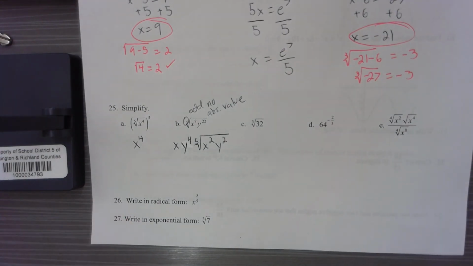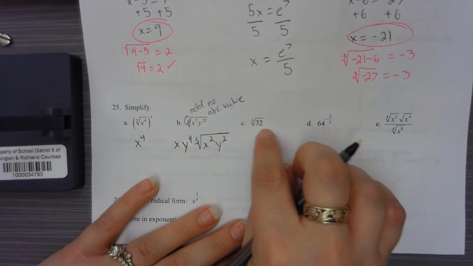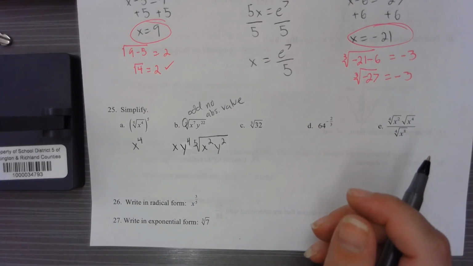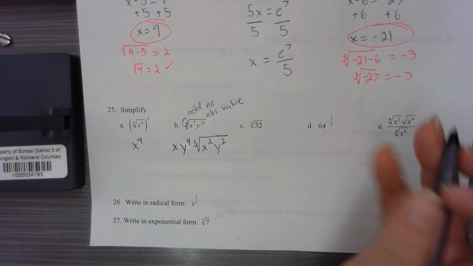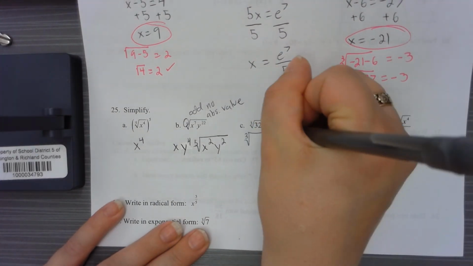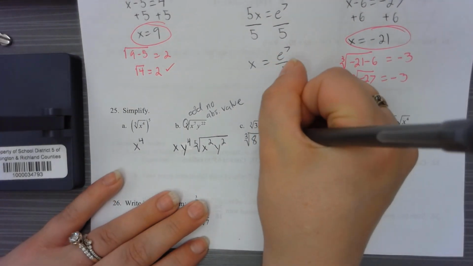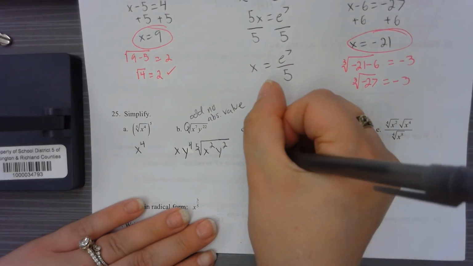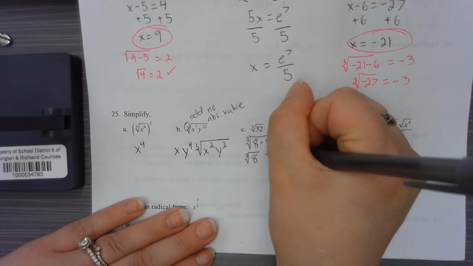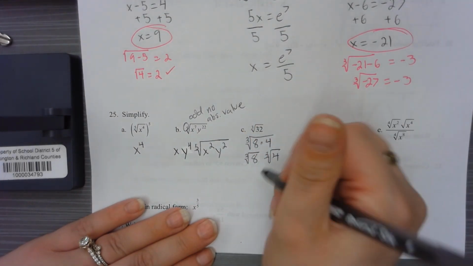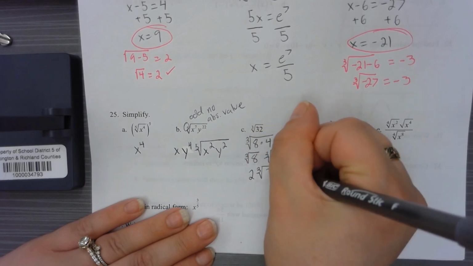Okay. So for the next one, if we're taking the cube root of 32, we want to find the highest cube that's existing in 32. And so the highest cube would probably be 8, and 8 times 4 gives us 32. So the cube root of 8 and the cube root of 4, we can split this up. The cube root of 8 is 2, so this is going to be 2 cube root 4.